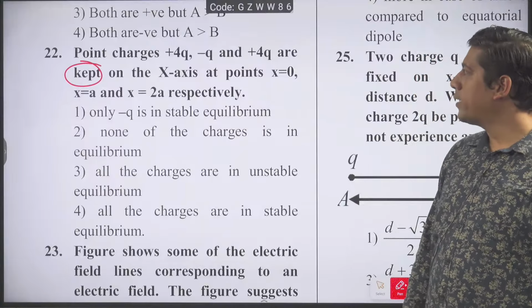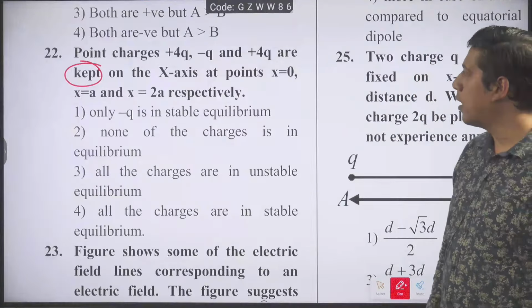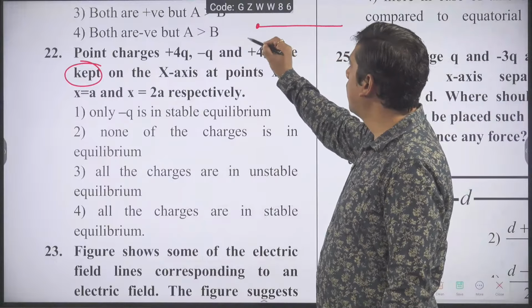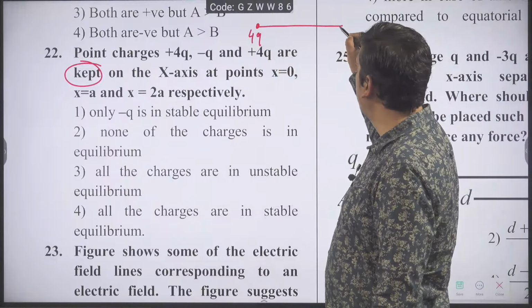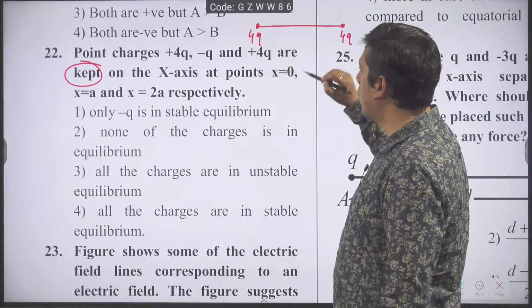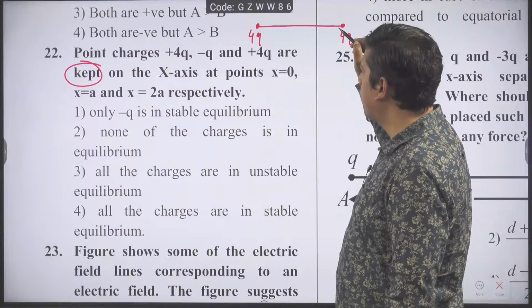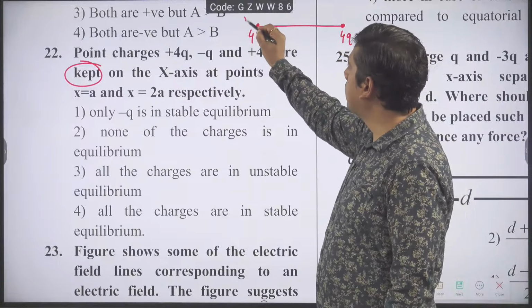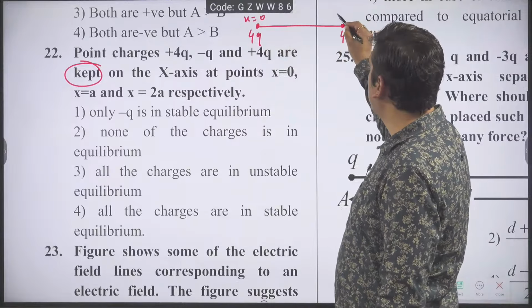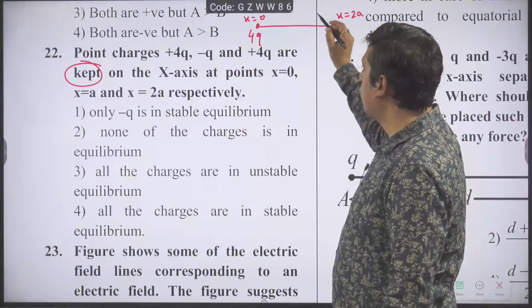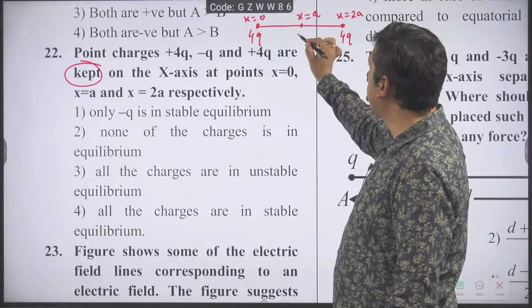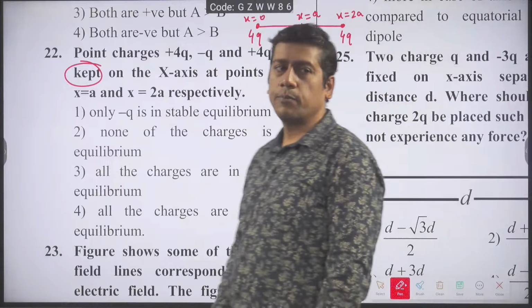Chalo. Point charges plus 4q, minus q and plus 4q are kept on the x-axis. Understand better? 4q, and minus q, they are kept. This is x equal to 0, bacha. This is x equal to a, this is x equal to 2a. It is minus q.